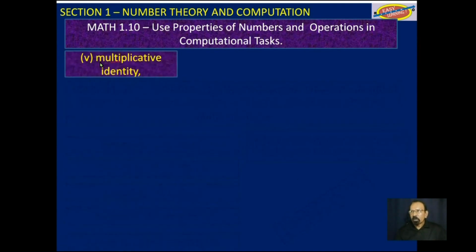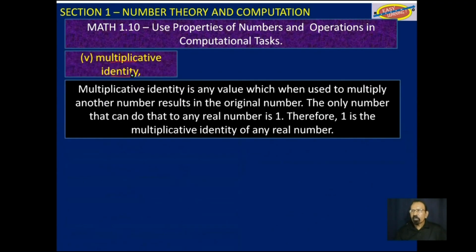5, multiplicative identity. This one is fairly easy too. The multiplicative identity is any value which, when used to multiply another number, results in the original number. Now, the only value or number that can do that to any real number is 1. Therefore, 1 is the multiplicative identity of any real numbers.